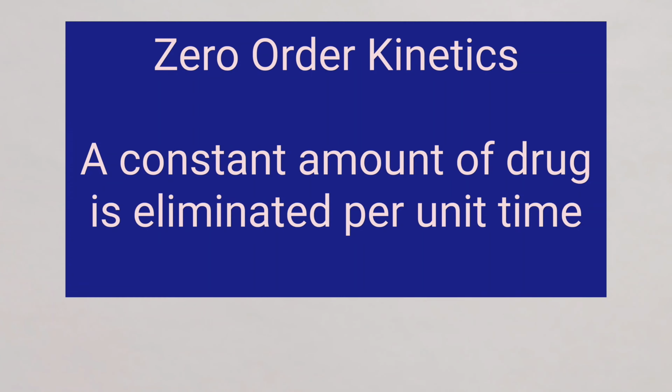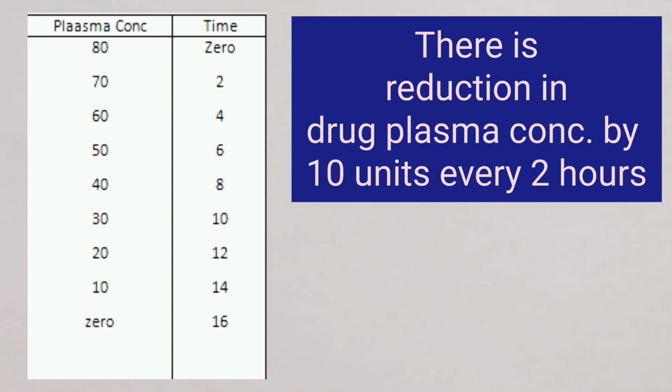So let's move on to zero order kinetics. In zero order kinetics, a constant amount of drug is eliminated per unit time. For example, if the initial plasma concentration of the drug is 80 at 0 hour, there is a reduction by 10 molecules to a concentration of 70 in 2 hours.